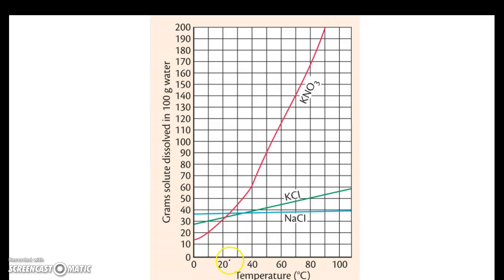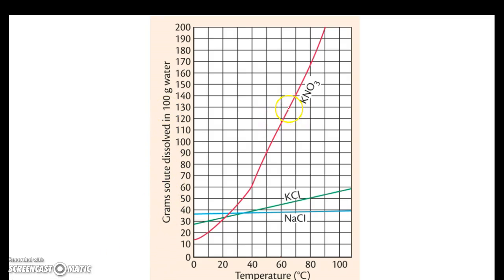If we increase the temperature to 60 degrees, on the other hand, here's 60 degrees, we move up, here's potassium nitrate, and in that case it looks like it's 115 grams of potassium nitrate can dissolve in 100 grams of water. So these solubility curves tell us how many grams of solute can dissolve in water.